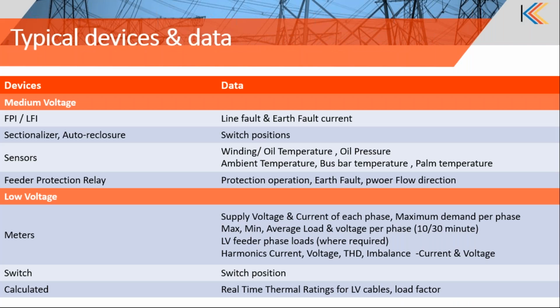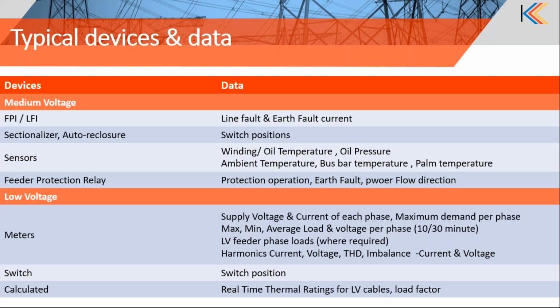which need to be improved by the utility. Now let's look at some of the devices and data which need to be monitored. For example, in the medium voltage, we have fault passage indicators or line fault indicators, which show that a fault has occurred in the network. It could be a sectionalizer or auto reclosers, switch positions, or it could be IoT sensors, such as winding temperature, OSM temperature, or busbar temperatures, cable temperatures, etc. There could be a feeder protection relay, which is obviously sitting in the substations, which looks at the protection of the feeder faults. It also exposes a few data points on the protection of the feeders.